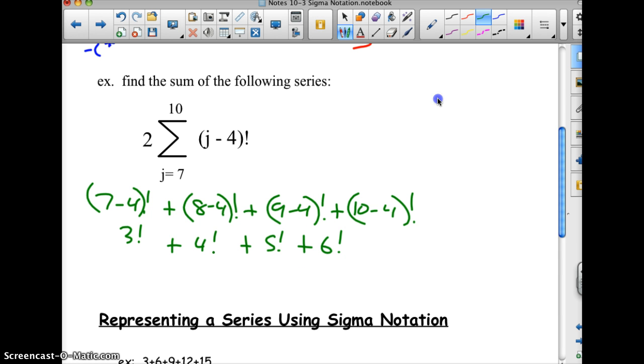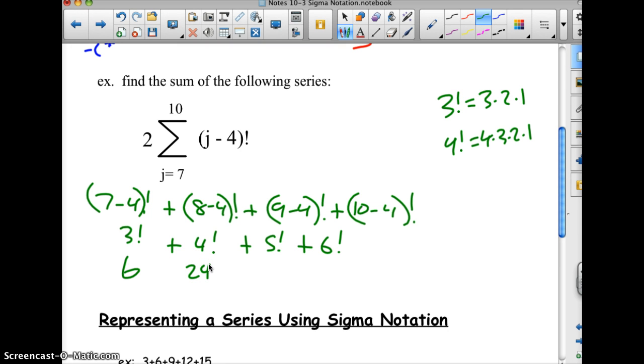The reminder: 3 factorial is 3 times 2 times 1. 4 factorial is 4 times 3 times 2 times 1. Any number factorial is that number multiplied down to 1. All right? 3 times 2 times 1 is 6. And then this one's going to be 24.